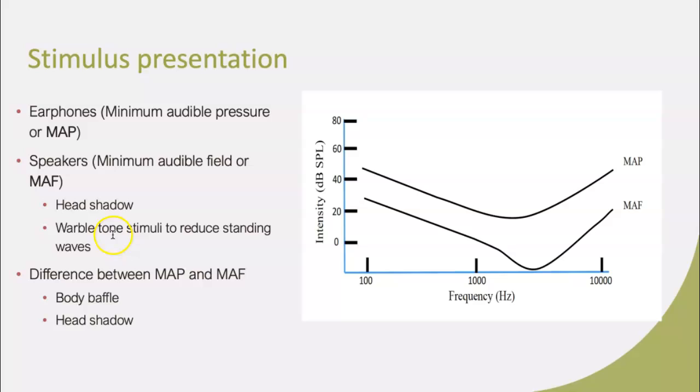Okay, remember we talked about warble tones? Warble tones essentially fluctuate in frequency. I sent you that example that fluctuated from like 950 hertz to 1050 hertz, so it had about 100 hertz fluctuation up and down. Go ahead and listen to that again. And so the difference between the MAP and the MAF is essentially that the head and the body play a role in how signals hit the ear, okay, and how they're processed. So there are advantages to having the head and the body alter sound.